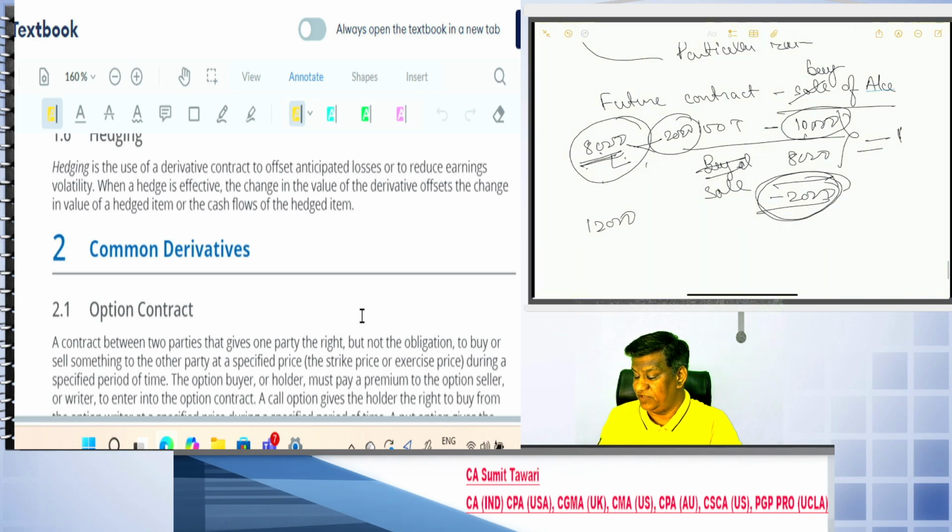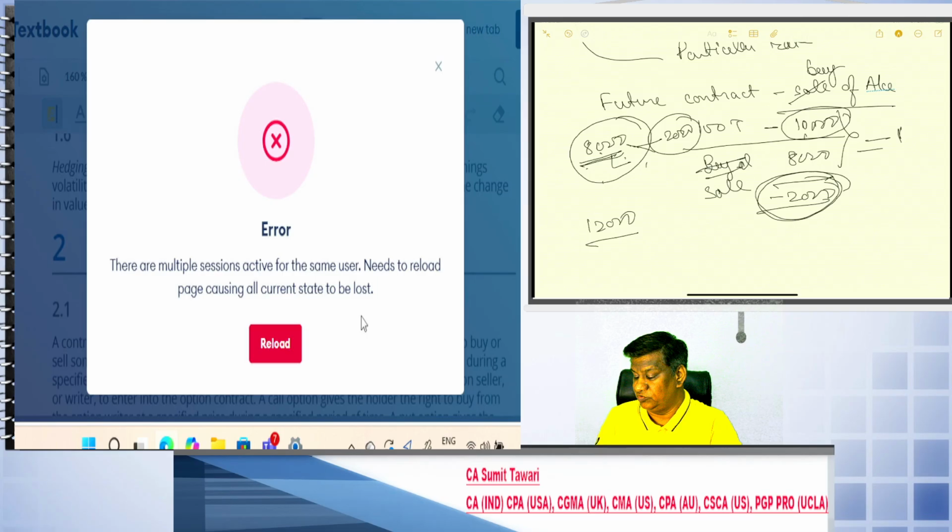And the same way, if the rate is 12,000, he needs to buy at 12,000. Here he can buy because he has a future contract to buy it at 10,000 and he can sell it at 12,000. So here he will get a profit of 2,000, and whatever the loss of 2,000 may be gets compensated. That is basically the hedging strategy.